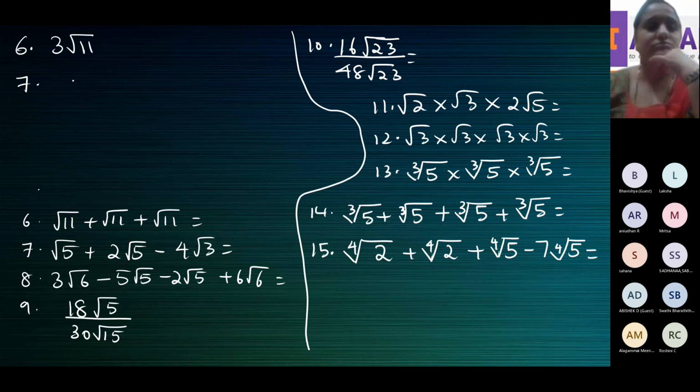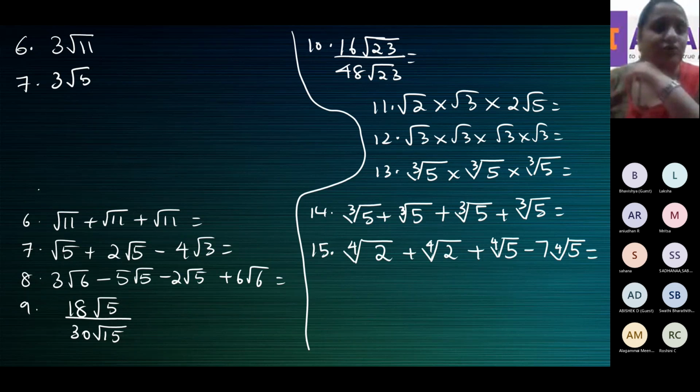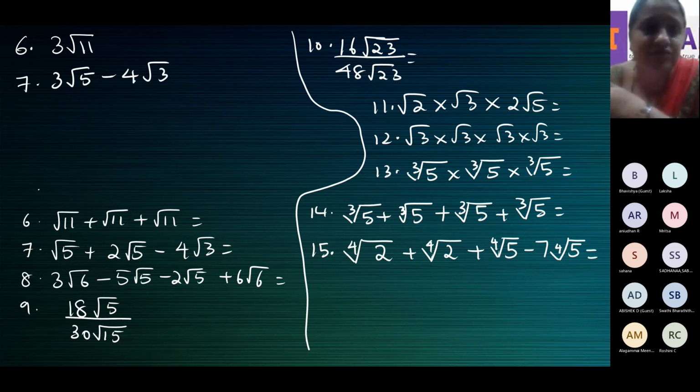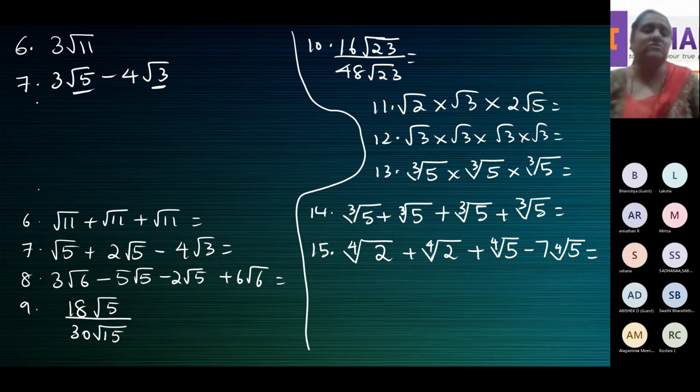Seventh one. 3 root 5 minus 4 root 3. Ma'am, 3 root 5 minus 4 root 3. Correct. 3 root 5, because 1 root 5 plus 2 root 5 is 3 root 5. 3 root 5 minus 4 root 3. That's all. You cannot simplify this further, because this is root 5, this is root 3. They are unlike surds. You cannot subtract them. You can multiply them, but you cannot subtract them. So this is the final answer. Very good.